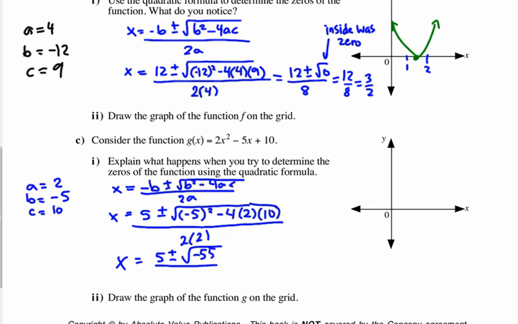It's a negative inside. Can you take the square root of a negative? No. So, negative inside. Can we take the square root of a negative? No. So will it have any x-intercepts?